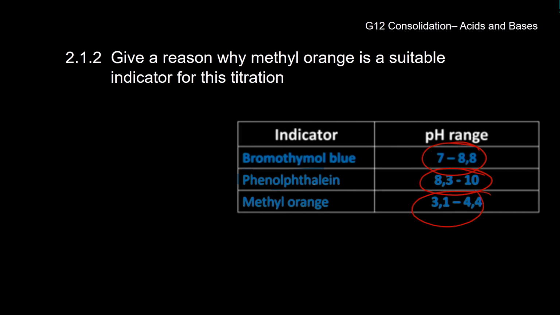Give a reason why methyl orange is a suitable indicator for this particular reaction. Well, we need to say that we're using a strong acid and a weak base in this neutralization reaction, and so the end point is going to have a pH which is less than 7.